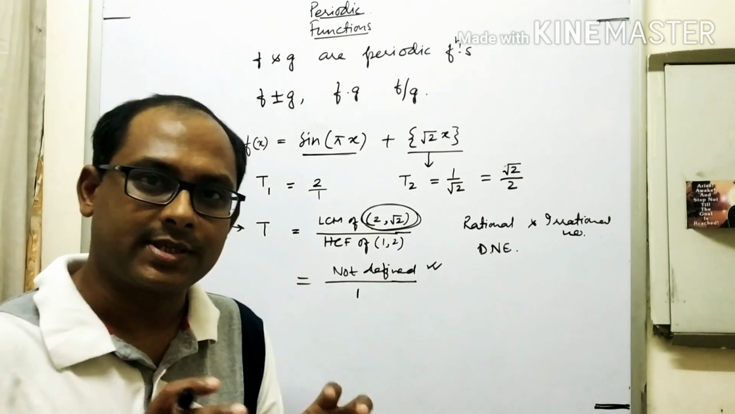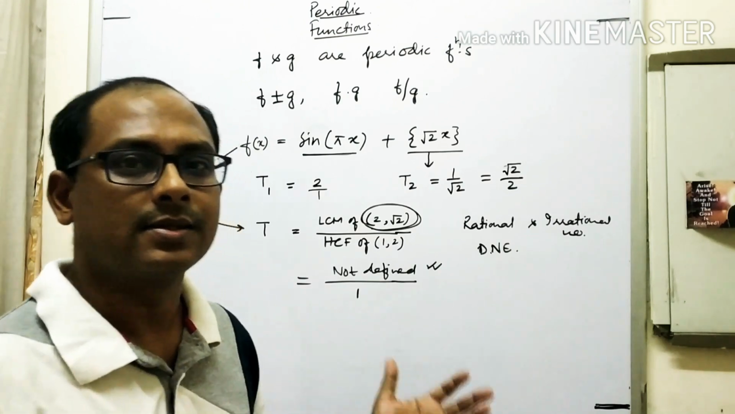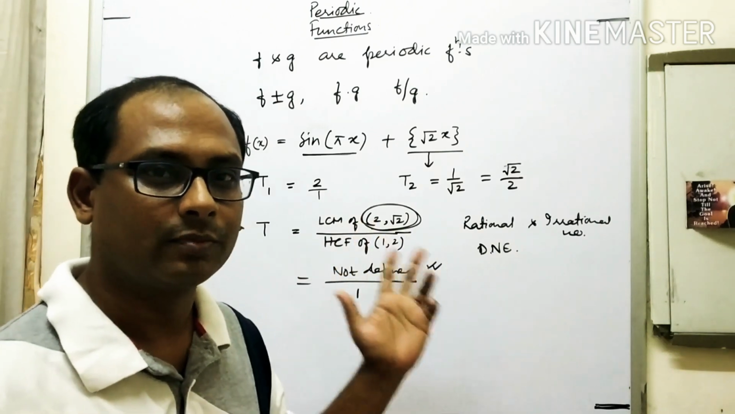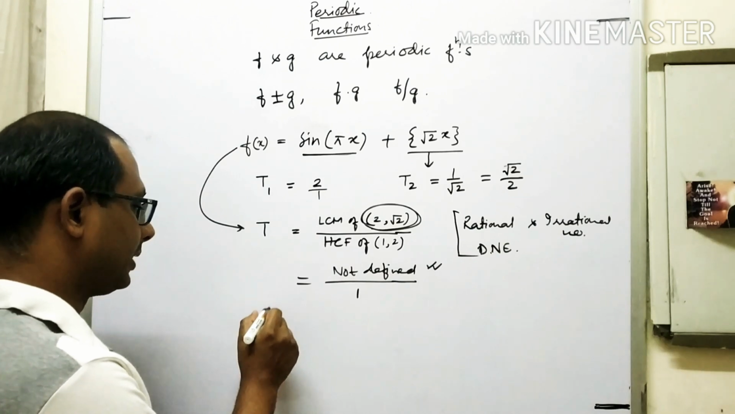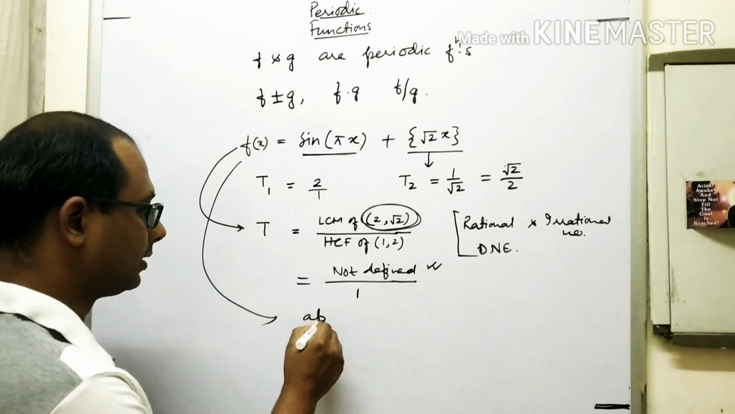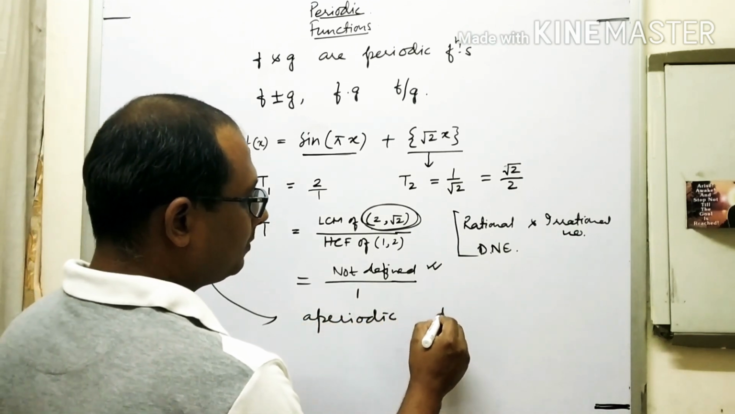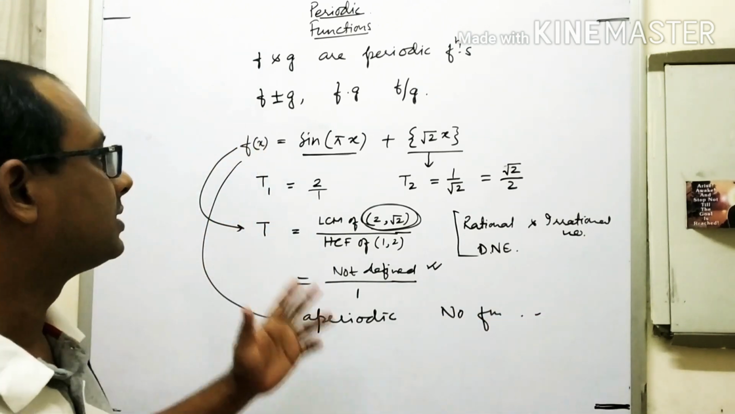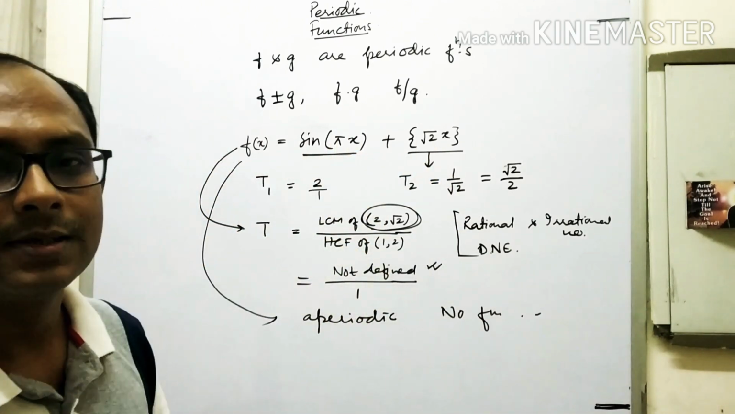LCM of two numbers which are rational only can be found out, and LCM of two like irrational surds can be found out. One rational number and one irrational number, we cannot find the LCM. So it does not exist, and that is the reason why the function f is not periodic. We'll call it aperiodic, with no fundamental period. So this is an example where both the functions are periodic, but the sum of them is not periodic.